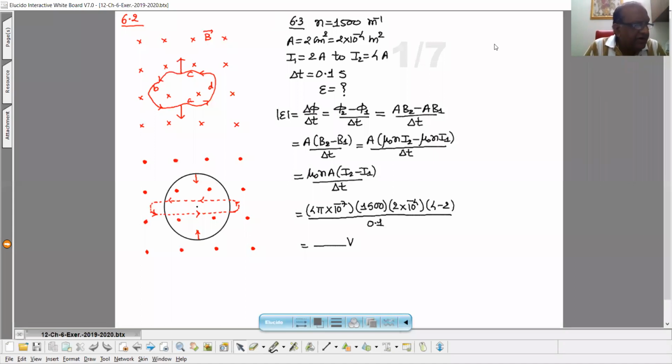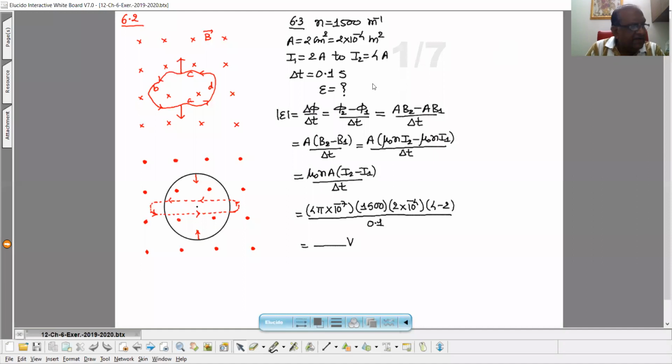A long solenoid with 15 turns per centimeter has a small loop of area 2 centimeters square placed inside the solenoid normal to its axis. If the current carried by the solenoid changes steadily from 2 ampere to 4 ampere in 0.1 second, what is the induced EMF in the loop while the current is changing?